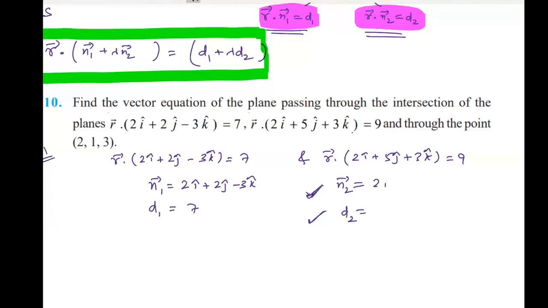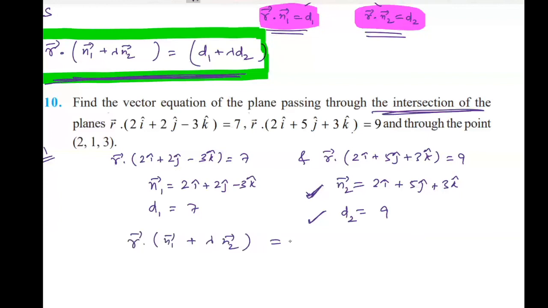Okay. Now what formula should we use? The above formula. This was the equation of a plane passing through the line of intersection of two planes. So what is the formula? r dot (n1 plus lambda n2) equals d1 plus lambda d2. You just need to put the values of n1, n2, d1, d2. Nothing else. Is it clear?